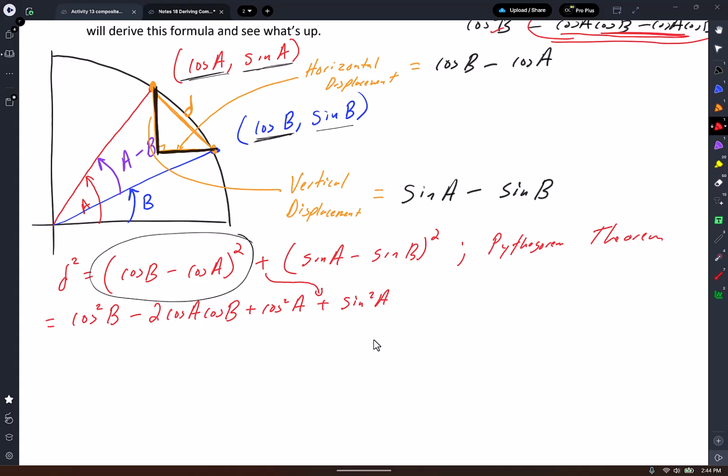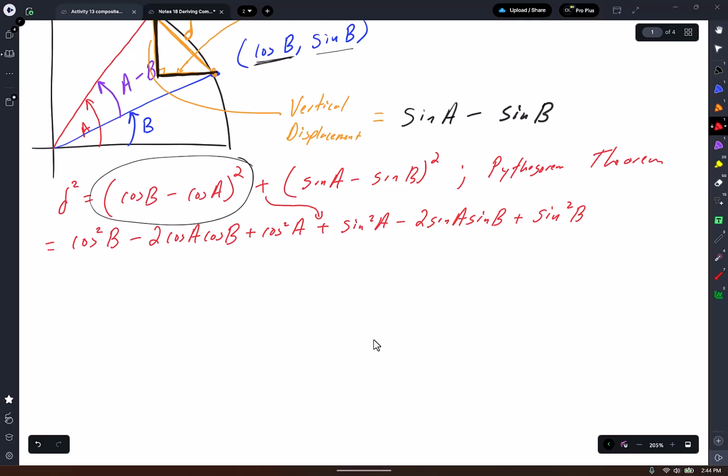Okay. Sine A times sine B, negative sine A sine B, but how many am I going to have? So minus 2 sine A sine B, and then negative sine B times negative sine B, sine squared B. I think we're good. I don't see any issues. All right, let's see what we have.